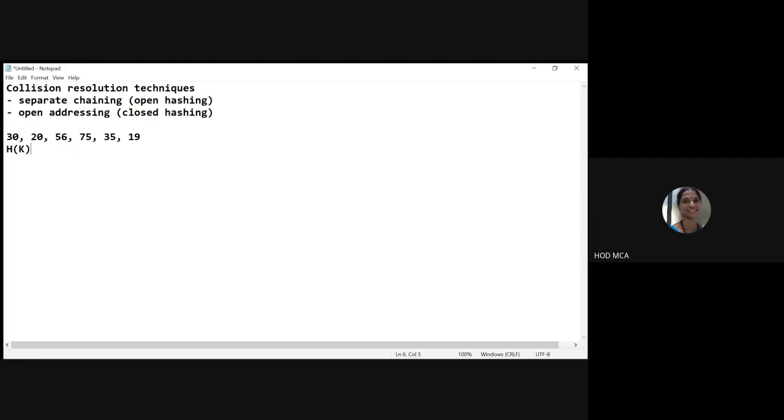Okay, whatever. h(k) is equal to k mod 11, we will take. Now, what will be your hash table size? If you observe here, there are 6 elements that are given to you. So that means your hash table should have 6 locations completely.